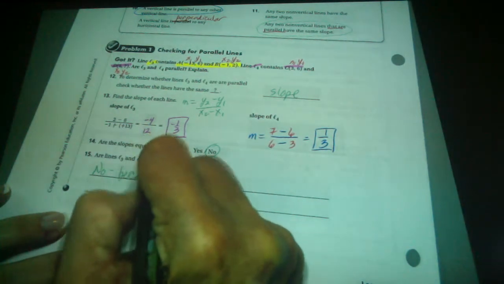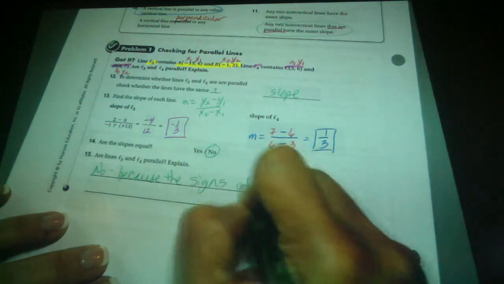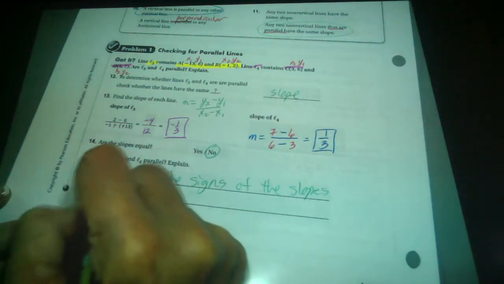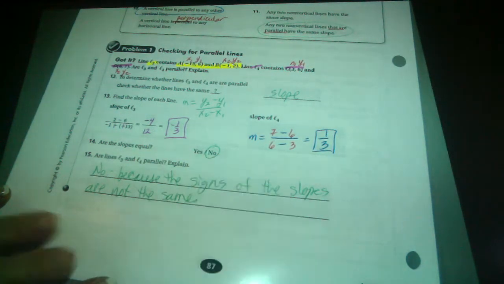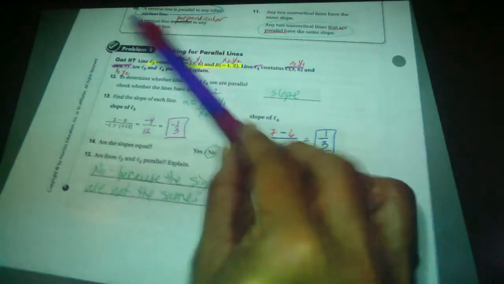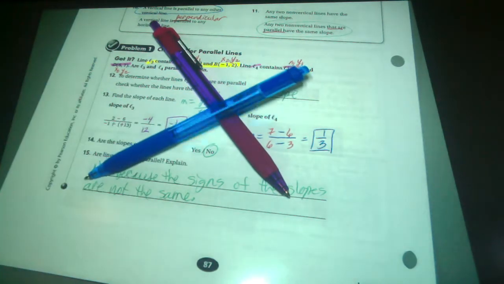Because the signs of these slopes are not the same. It's not enough to have the same number, the same value, 1/3, but their signs have to be the same. So this slope over here in pink is going to the left because that would be a negatively sloped line. And then this slope here in blue is going to the right because that would be a positively sloped line.